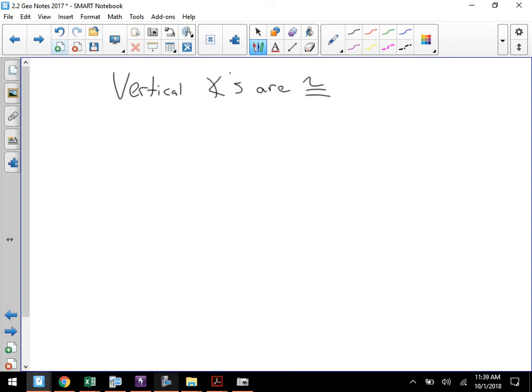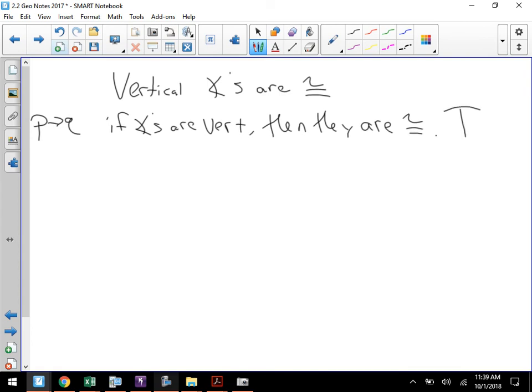That's true. All right. Write out the rest. Take a minute, write out the rest. And if it's false, come up with a counterexample. Whenever you're writing these out, you always go true or false. And if it's false, you have to give a counterexample. Try that out. Congruent, then they are vertical. I agree. Q implies P.